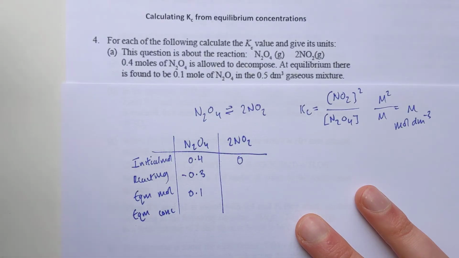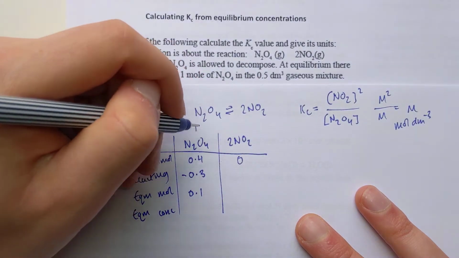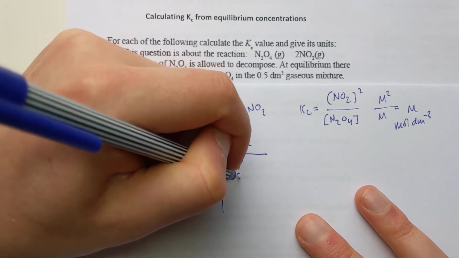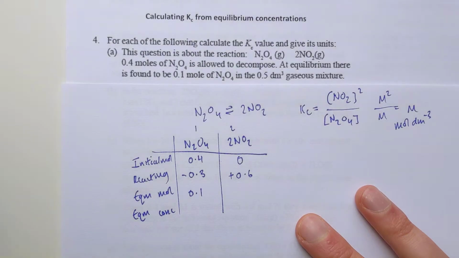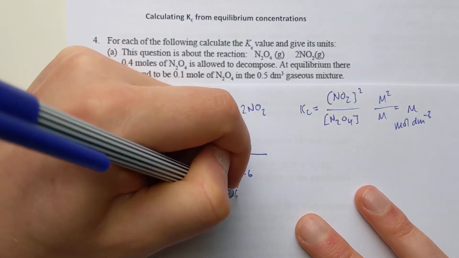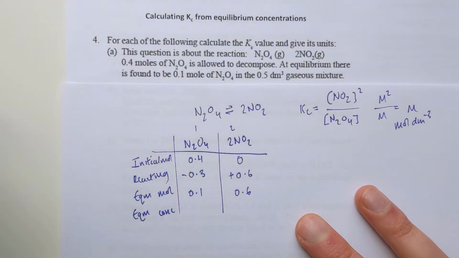Therefore, I need to work out how much NO2 I made from that. It's a 1 to 2 ratio. Therefore, if I used up 0.3 moles of the reactant, I probably made 0.6 moles of the product. So if I started with none of it, and then I made 0.6 moles of it, I've ended up with 0.6 moles of the product.